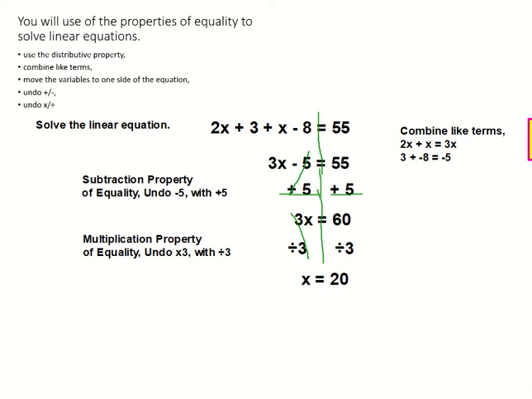If you wanted to check, you could take that 20 and go back and plug it in for the x's and see if you get what's on the right-hand side of the equation. I'm not going to do that in this video, though. Let's look at one more example.